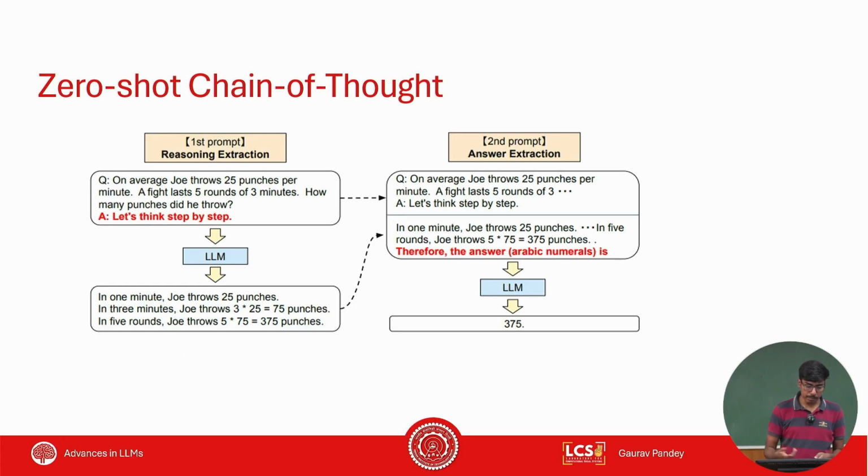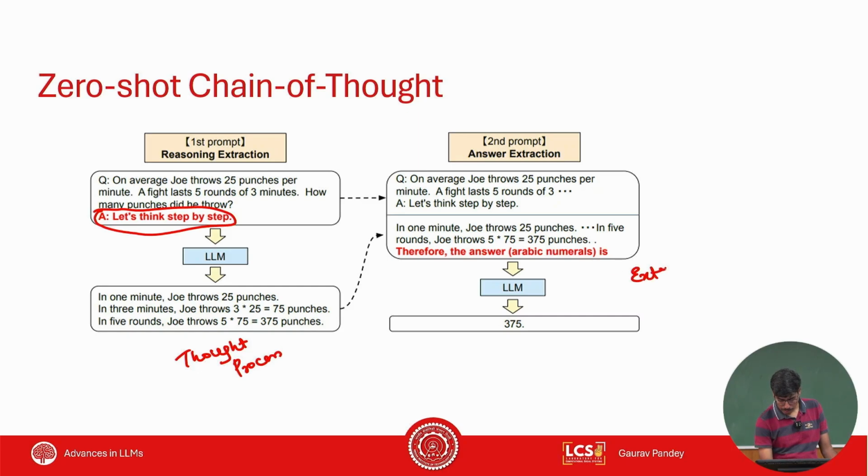The paper, "Let's think step by step." What they showed is that you don't need to provide these examples with the explicit chain of thought. All you need to do is give the question and just add this prompt, "Let's think step by step." If you do that, the model automatically starts generating its thought process before it generates the final solution. And here, this is the thought process of the model, and given the thought process you can extract the answer.